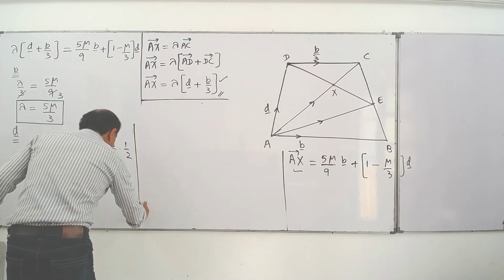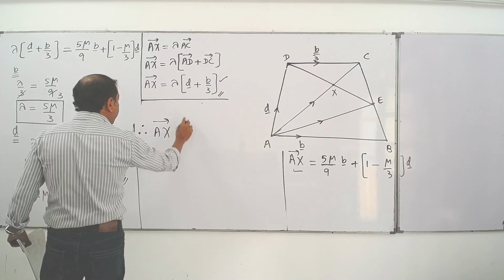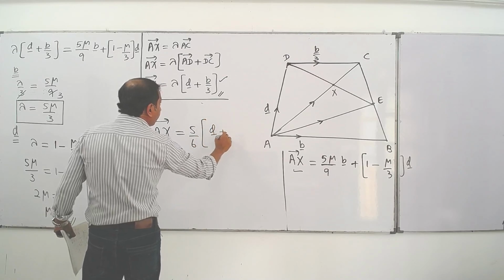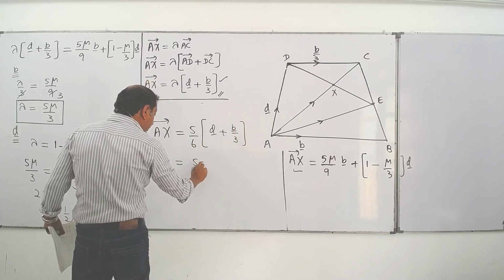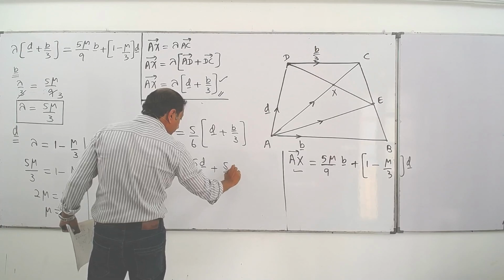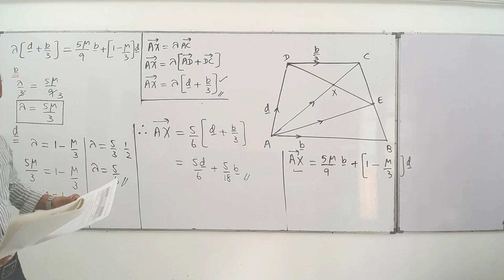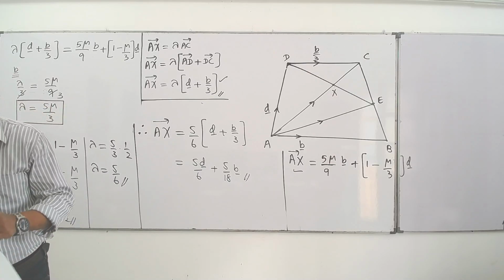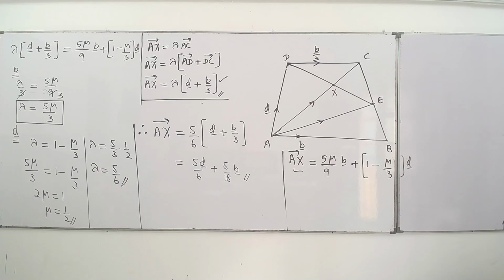Therefore AX is lambda, which is 5 over 6, times D plus B by 3, that is 5 D vector over 6 plus 5 over 18 B. Right, that's how we get that answer. Right, the next question, number 3. Take number 3.